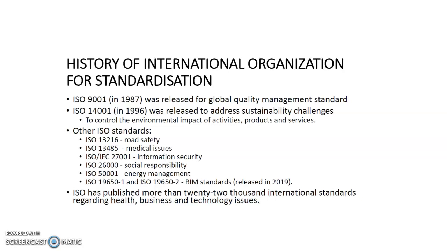Like I say, there are many ISO standards out there. These are some of the other examples of ISO standards. For BIM, in 2019, the ISO 19650, that's part 1 and part 2, was released. All in all, ISO has published more than 22,000 international standards in relation to the area of health, business and technology. So many standards have been published.